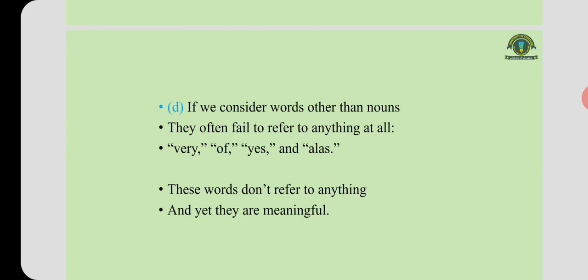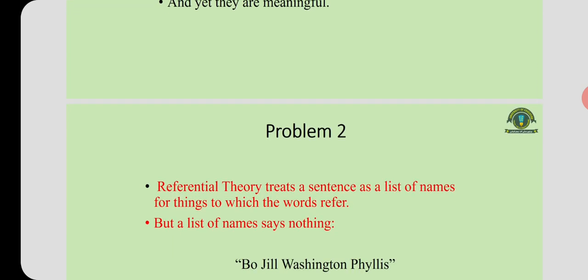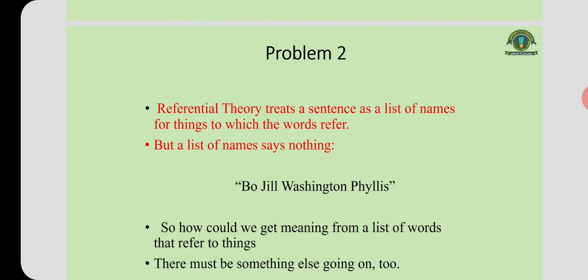So these are some kind of words which don't have any reference to each and every thing. They will not provide us any reference. These words don't refer to anything, and yet they are meaningful. What is the problem here?